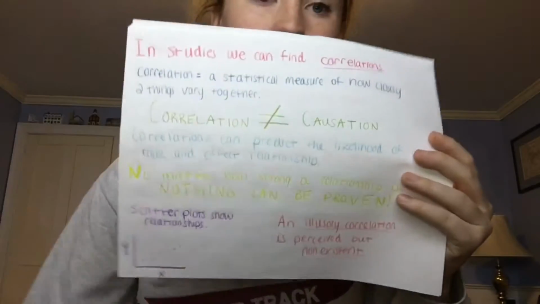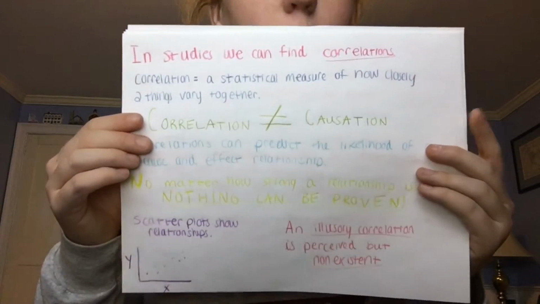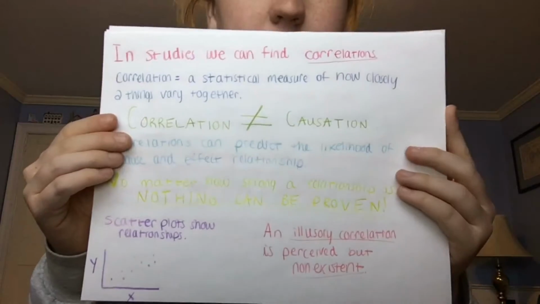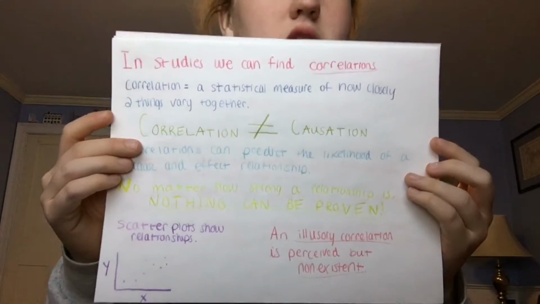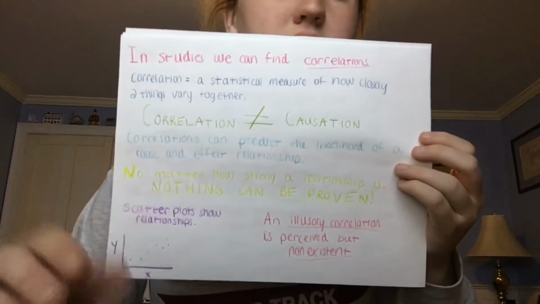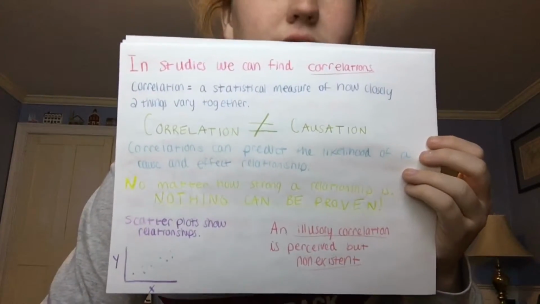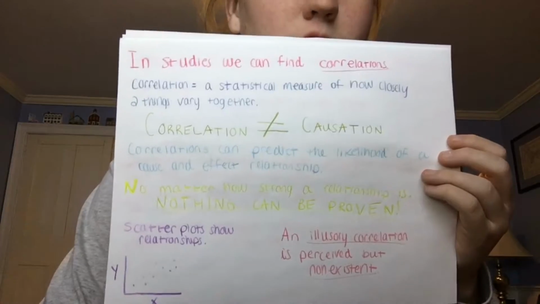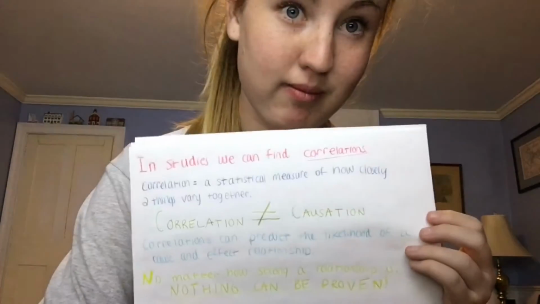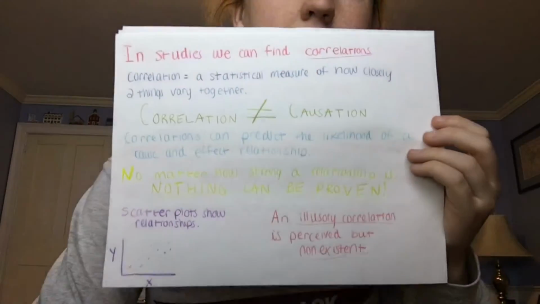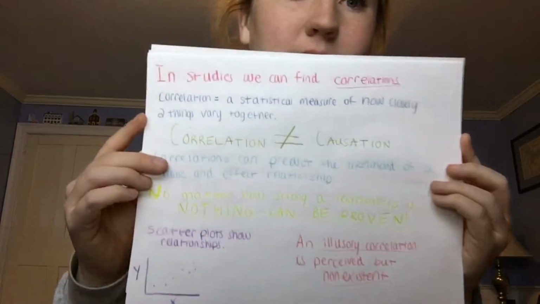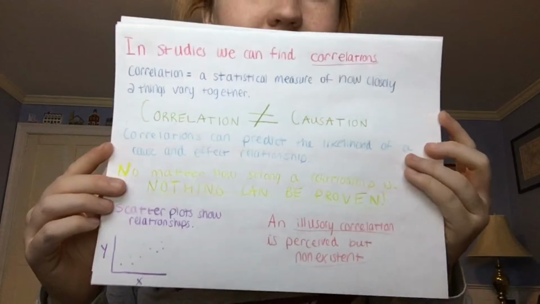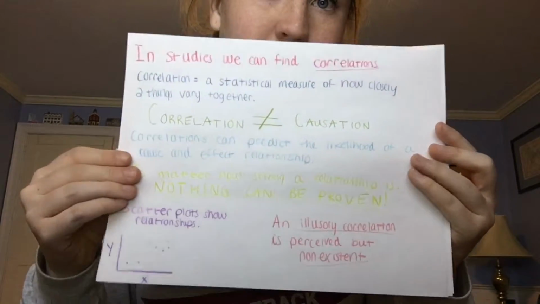Next up, correlations. In studies, we can find correlations. This is a statistical measure of how closely two things vary together. Correlation is not causation, though. Correlation can only predict the likelihood of a cause and effect relationship. But no matter how strong a relationship is, nothing can be proven. We look at scatter plots, like this one here, to see relationships. And sometimes an illusory correlation is perceived, but non-existent.